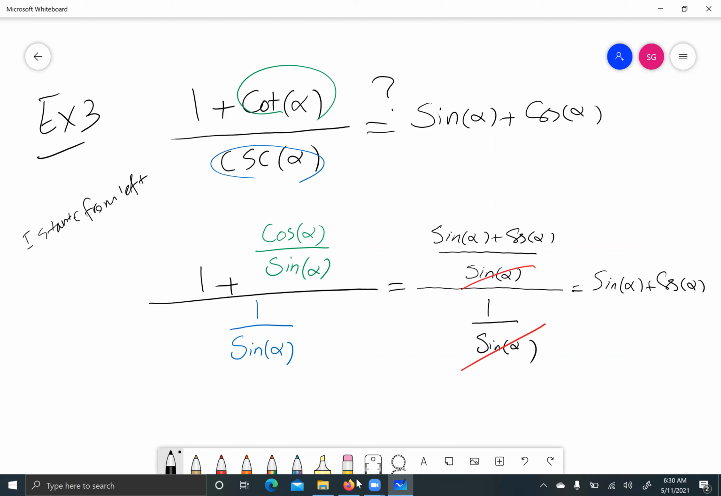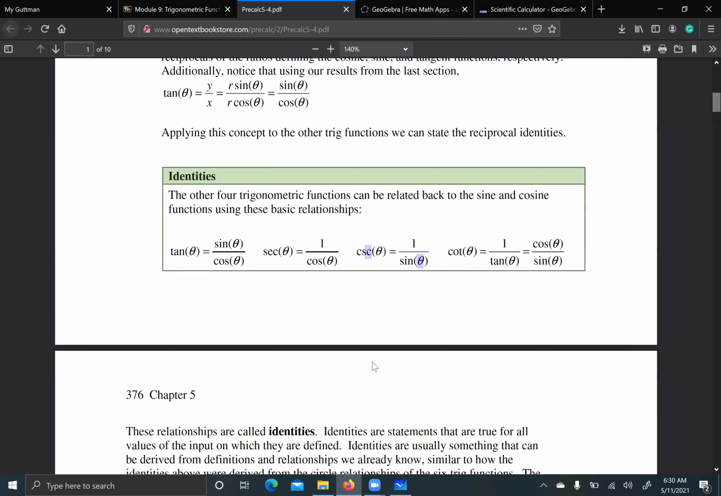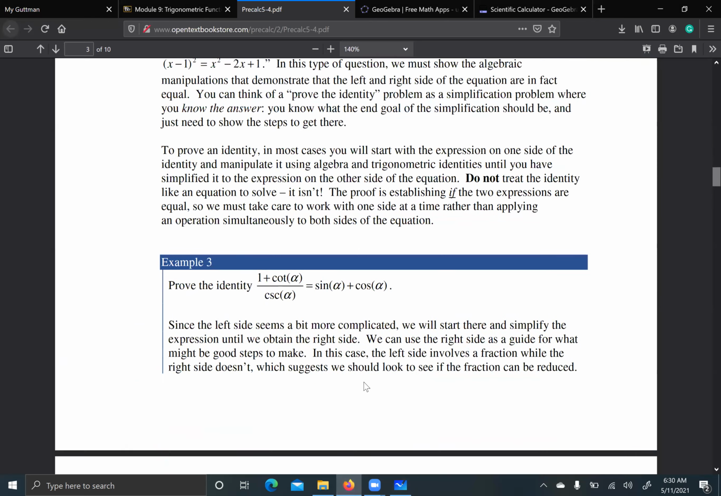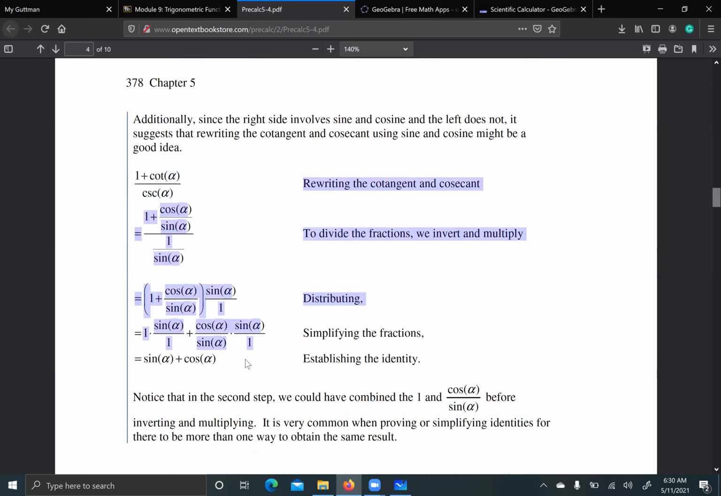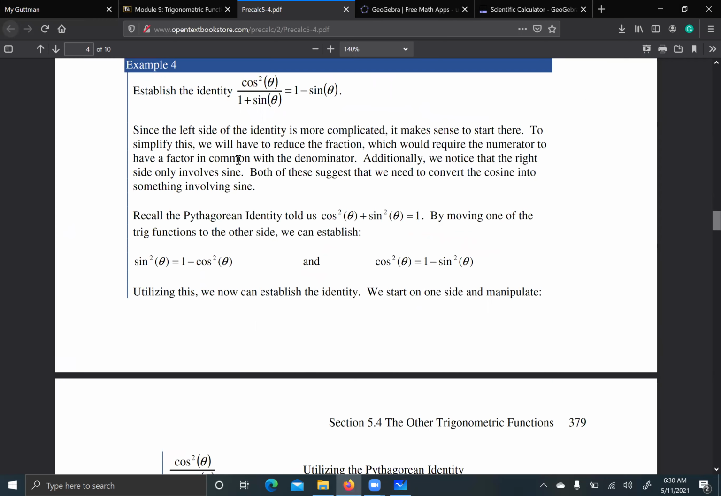So when you use the identities, substitute the values, and then simplify it, you see that, yes, in fact, the left side is the same as the right side, sine plus cosine. So we proved that this identity holds. And here is also the step-by-step description.